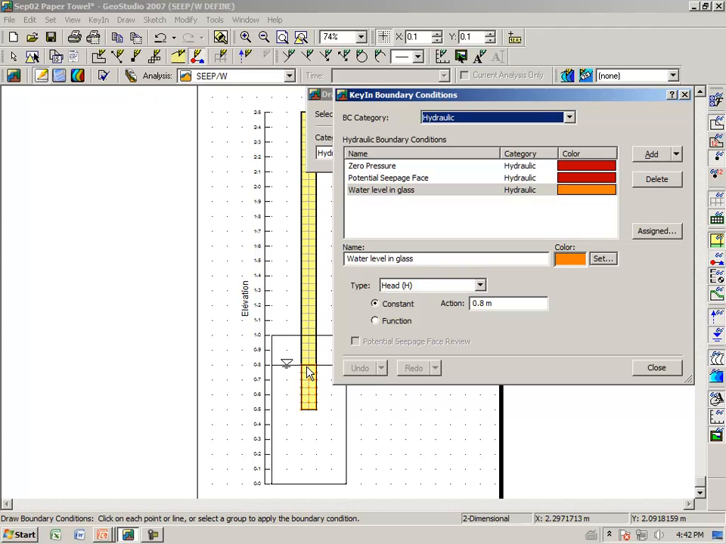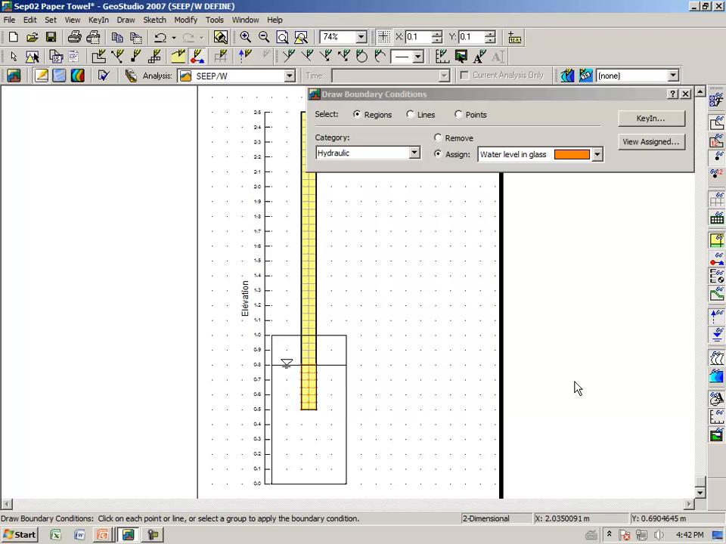Recall from our discussion of defining total head that at the water surface the elevation is 0.8, the pressure head is 0, therefore the total head is 0.8. The same for the bottom of the paper. The pressure head is 0.3, the elevation is 0.5, so once again the total head is 0.8.